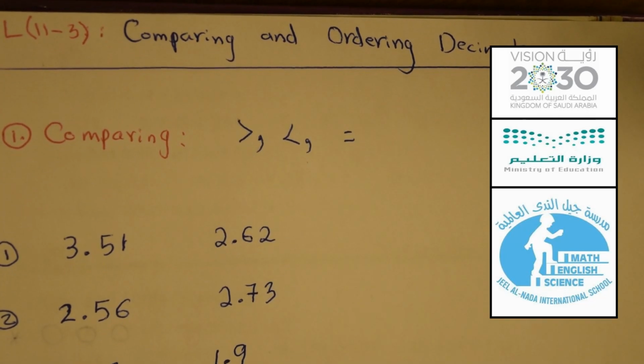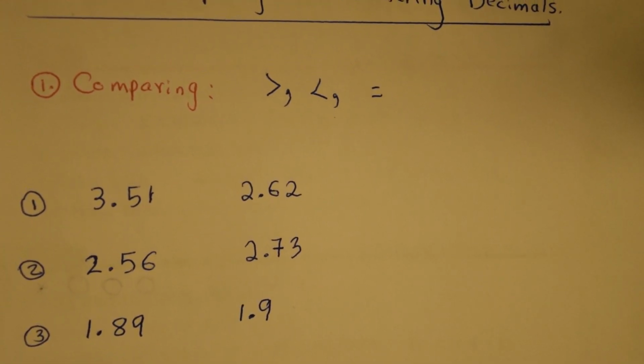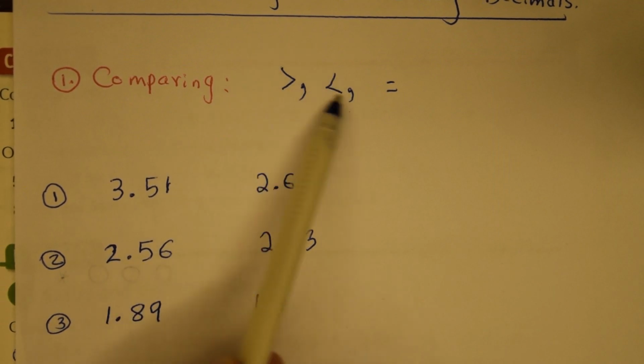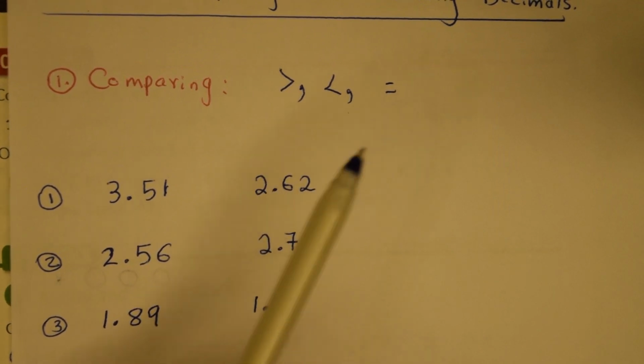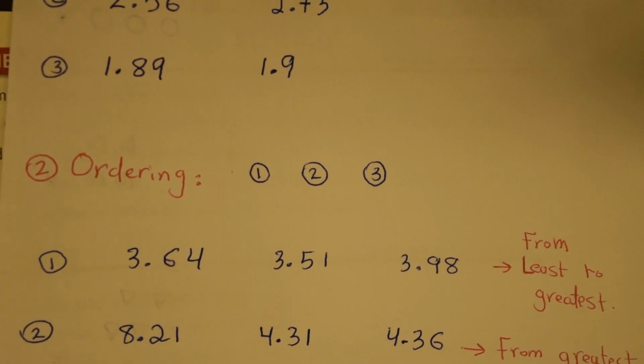Good morning, grade 3. Today we will take lesson 3, comparing and ordering decimals. We said before that when I'm comparing, I will have two numbers. I will write greater than, smaller than, or equal. And when I'm ordering, I will have three or more numbers. Then I will say this is the first, this is the second, this is the third.